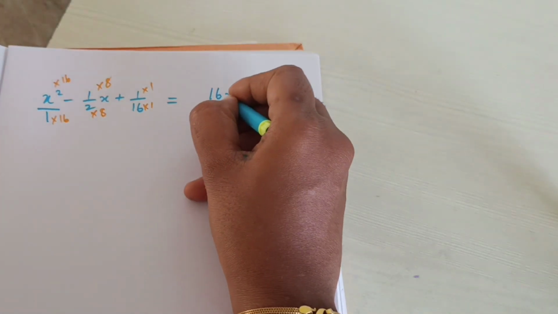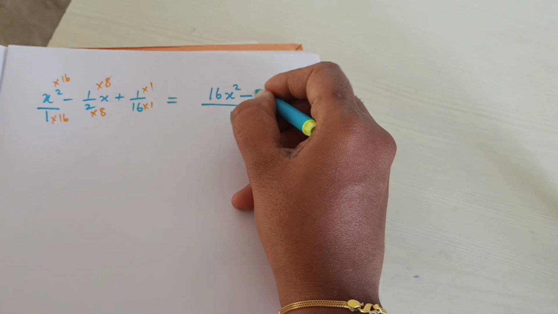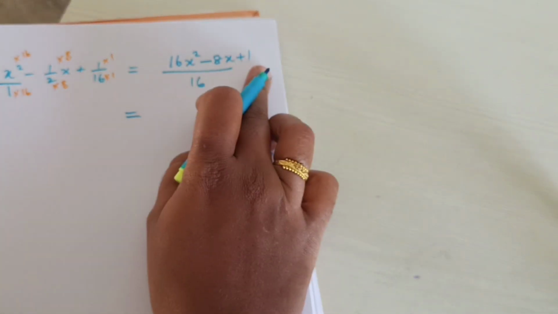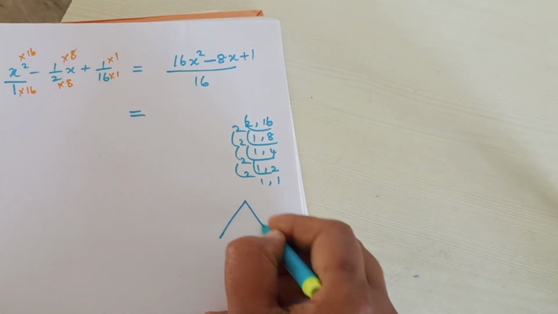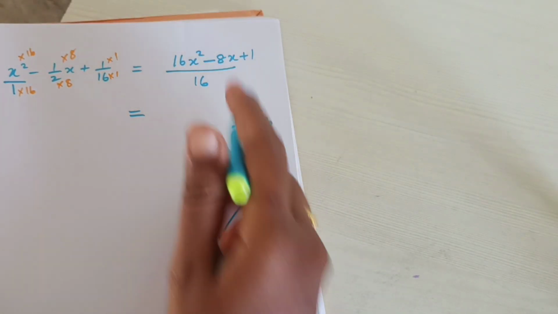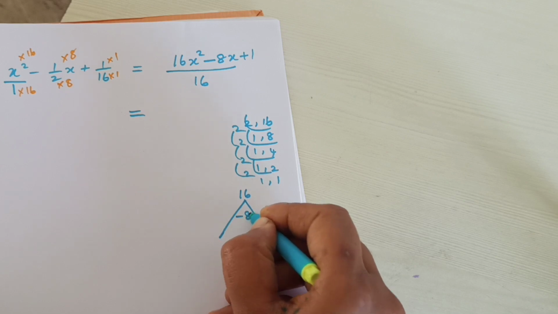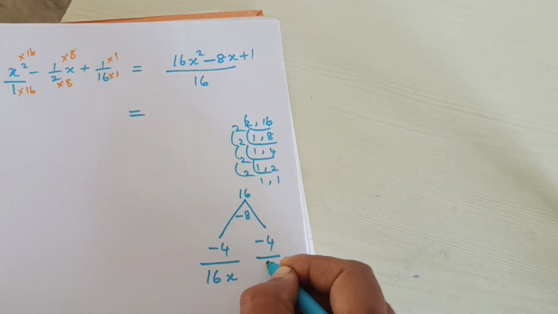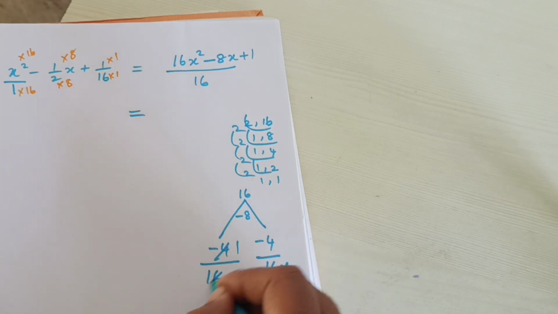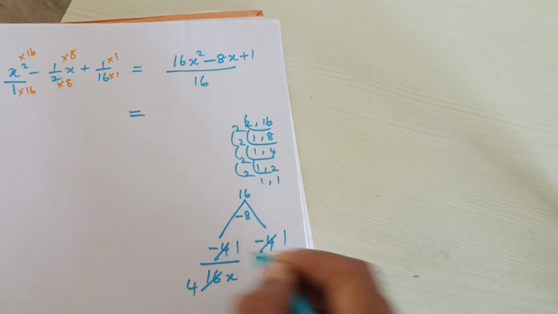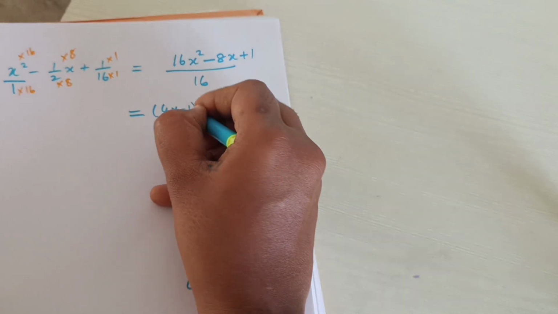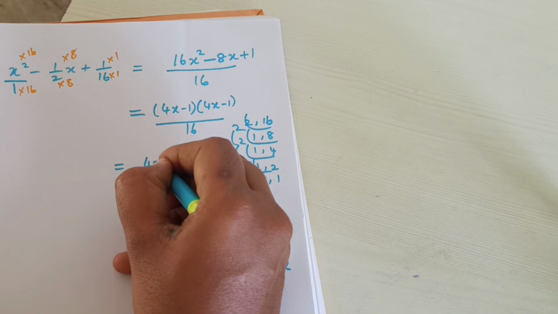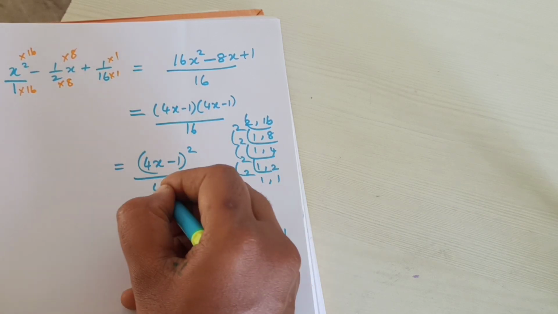So 16x square minus 8x plus 1, which is equal to, here see the factors. Since it is a quadratic polynomial, no? So 16 and minus 8. Guess the numbers. Minus 4 divided by 16x, divided by 16x, cancel it, and 4. So 4x minus 1 into 4x minus 1 by 16, which is equal to 4x minus 1 the whole square by 4 square.